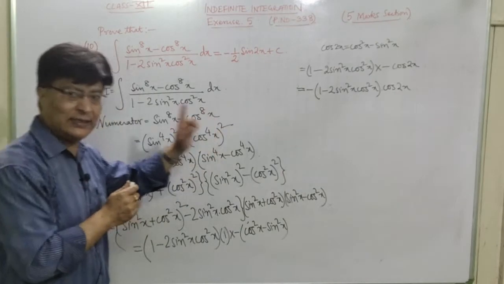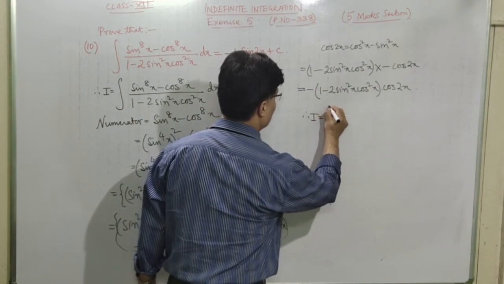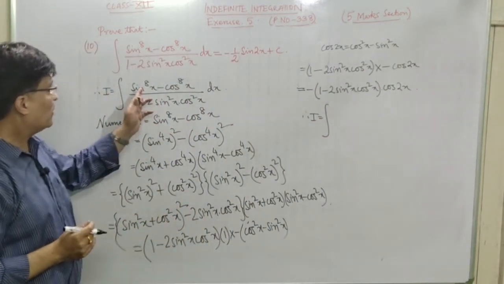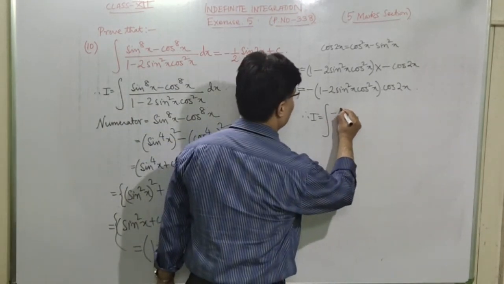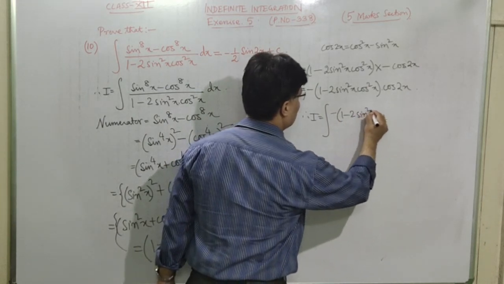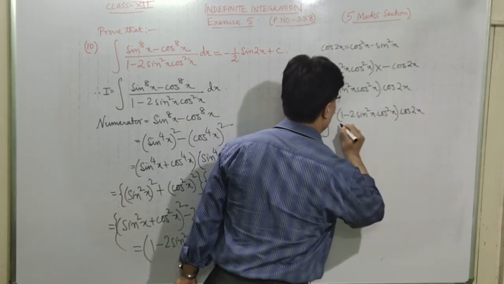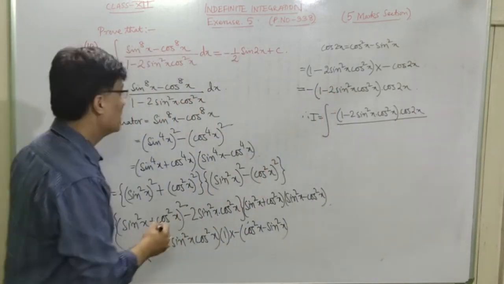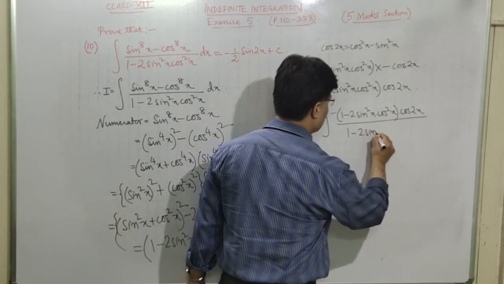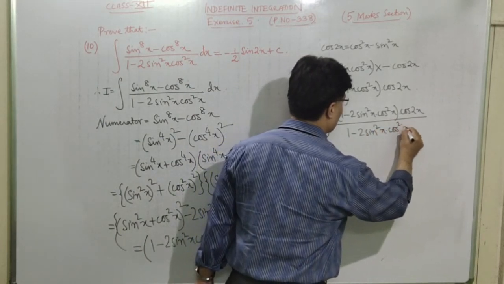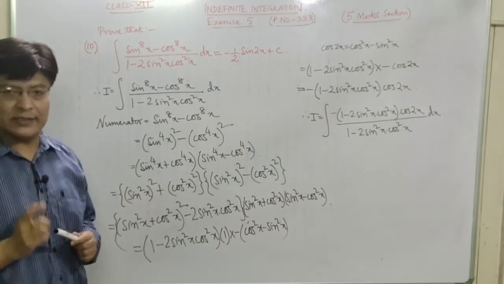So let us write it in I. So therefore I is equal to integration of, now instead of sine to the power 8x minus cos to the power 8x, we will write these factors, that is minus within bracket 1 minus 2 sine square x cos square x bracket closed into cos 2x, this whole divided by, what is there in the denominator? 1 minus 2 sine square x cos square x, then what do we write? dx. Now I think you have understood it.